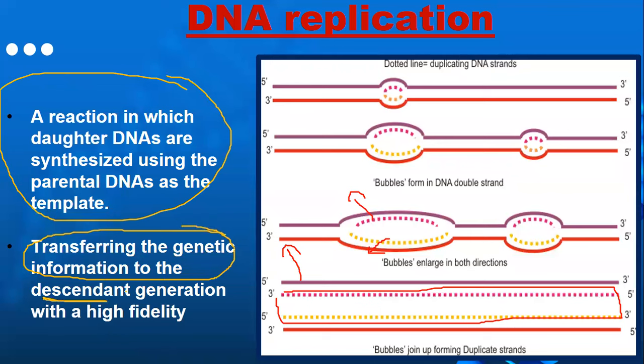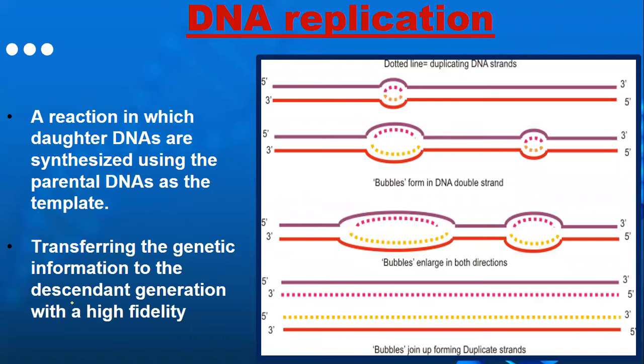Descendant means next generation. See friends, the most unique point everyone has to remember: you know why DNA replication is very popular and famous when compared to transcription and translation? Because of fidelity, accuracy. You know very well DNA consists of billions of bases. You know how long a DNA molecule is? You take our DNA, keep it on the floor. From planet Earth, it will go to planet Mars.